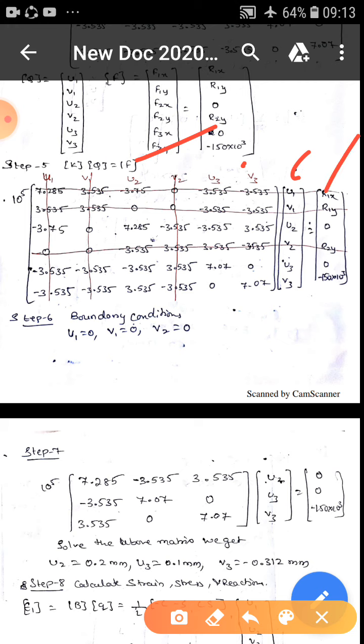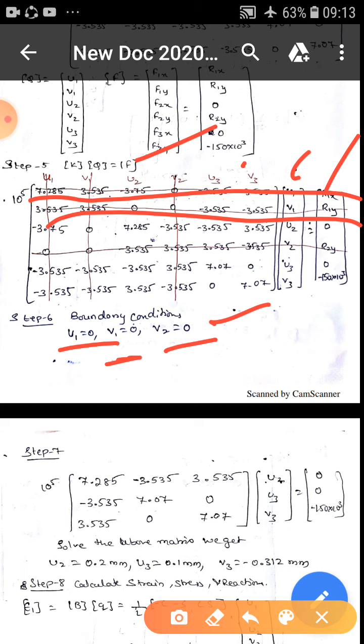Writing this, and then write the boundary conditions. What are the boundary conditions? u1 is 0, that is, the first node is totally fixed, u1 and v1 both are 0. The second node has a roller support, it is free to move in x direction, the rollers are in x direction, and in y direction it is fixed, so v2 becomes 0. The corresponding u1, v1 and v2 are removed.